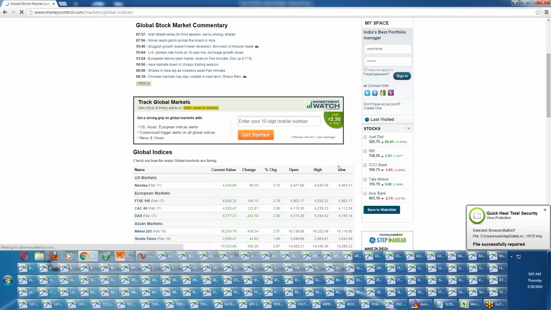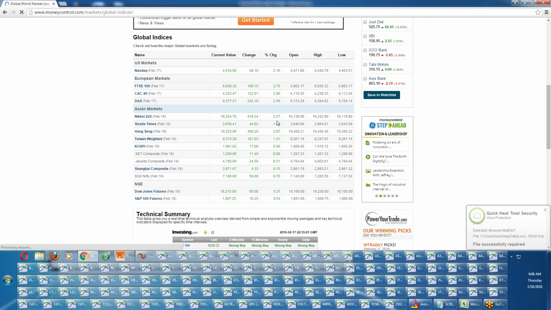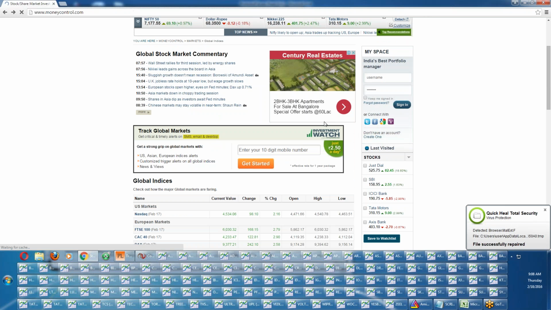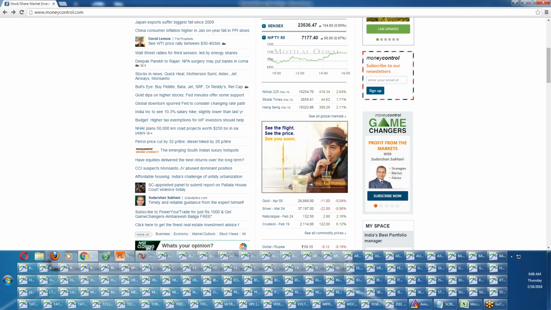you can just see that Nasdaq was 2% up. The same thing with European markets, and all the markets are in green. So it should be a positive day for Nifty too. Now let's get the stocks on news. This is listed every day at around 8:30.